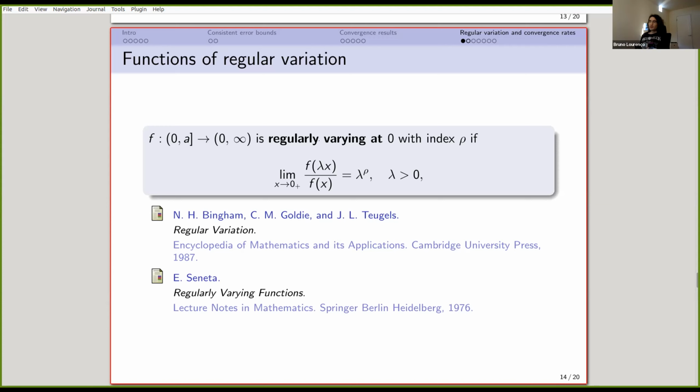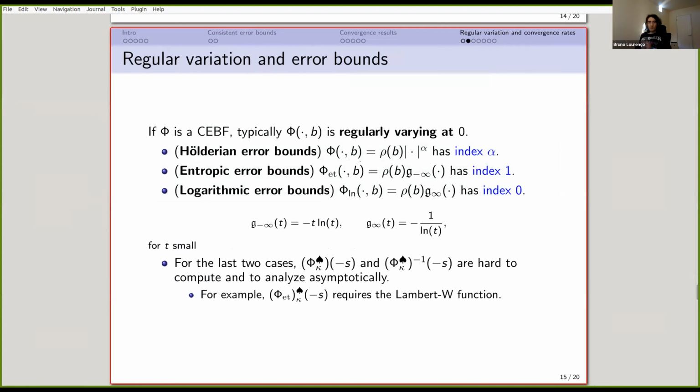But this definition of regular variation is relatively simple. We say that the function is regularly varying at 0 if there is some index rho such that for every positive lambda, the limit of this quotient is lambda to the power rho. And it turns out that almost all error-bound functions we find in nature are, in a sense, functions of regular variation. So if you have a Holderian error bound, then this is a function of regular variation at 0 of index alpha.